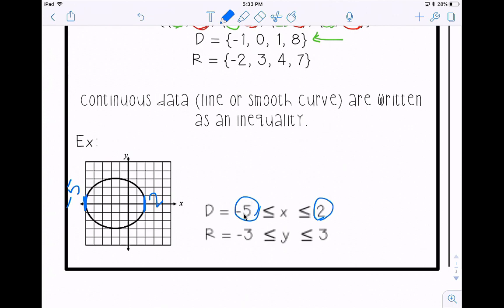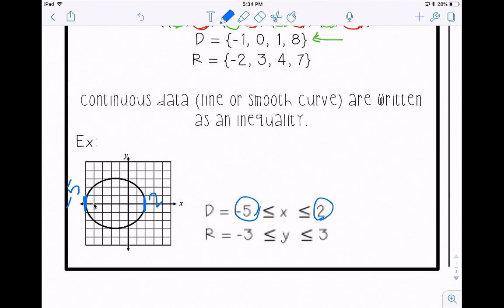We always put the least on the left, so least to greatest, and our symbols are actually always going to point this way because this would be least to greatest. So x is greater than or equal to -5, but less than or equal to 2. So everything between -5 all the way up to 2, but not beyond that. It's equal to, we know it's equal to because it's actually touching right there. So it is touching at 2 and it is touching at -5.